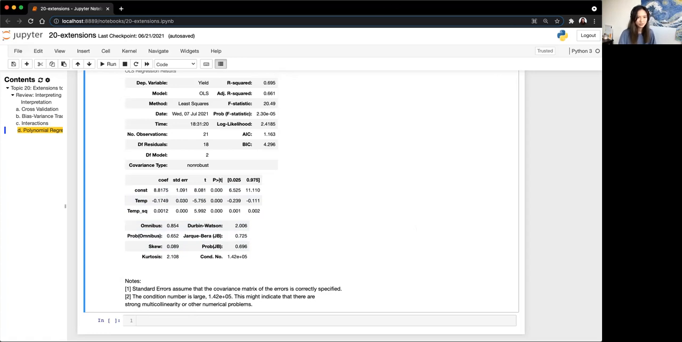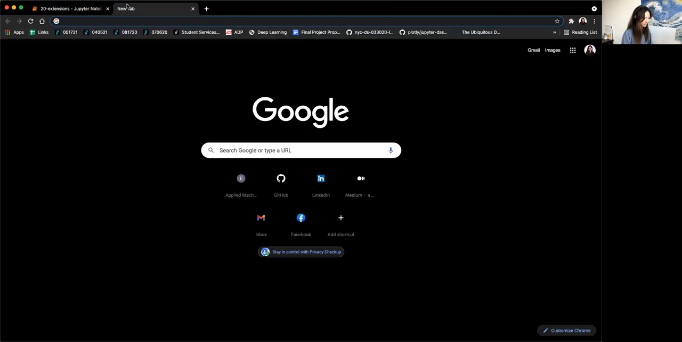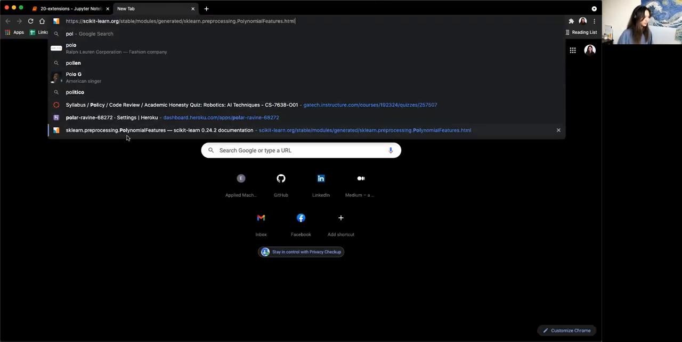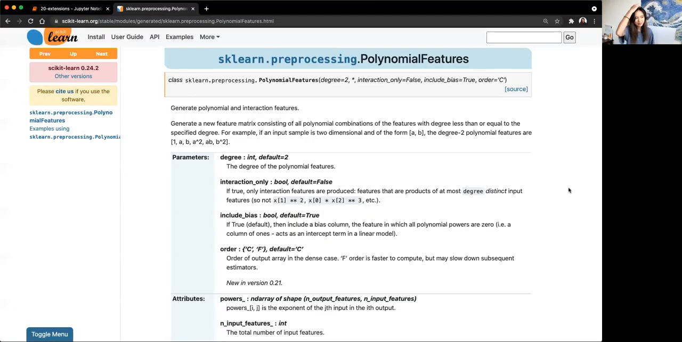I do also want to show you one more thing that is related to both interactions and polynomial regressions. There is this library that in your labs they're going to have you use, but I think it's really interesting to see. This polynomial features code basically will automatically do the polynomial features for you. And by polynomial, they mean not just all the interactions, but also the polynomials.